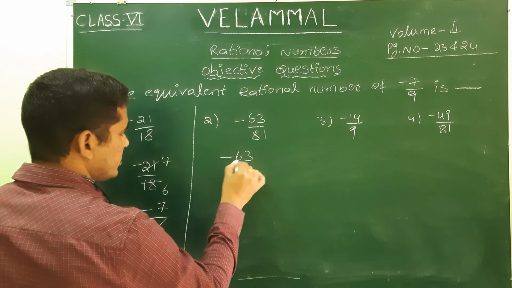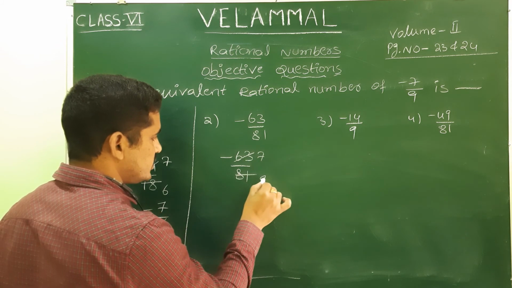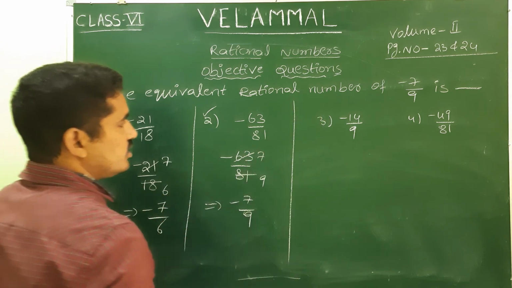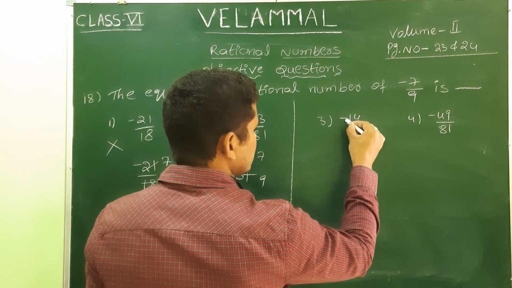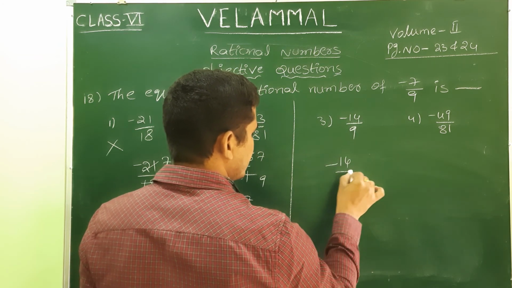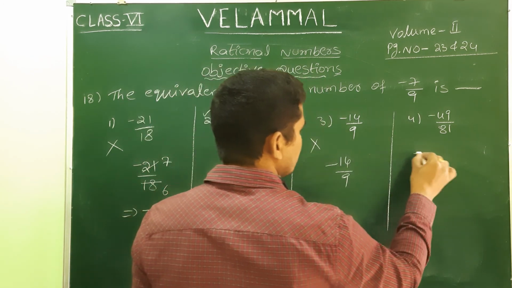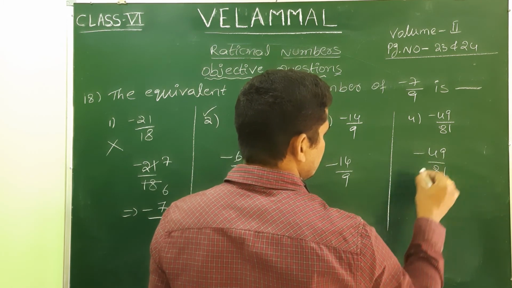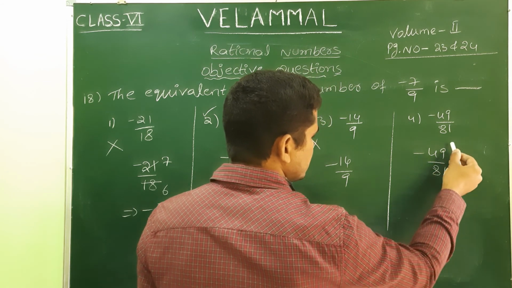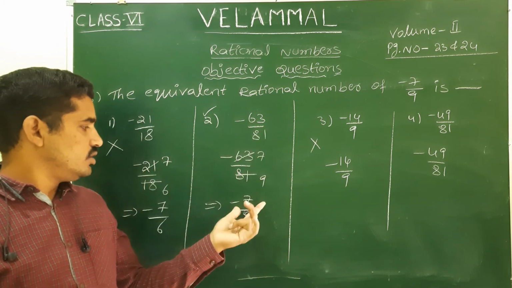Then minus 63 by 81. If we do it with the 9 table, then 9 sevens are 63, 9 nines are 81, so it will be minus 7 by 9. We got the second option. And if we try the third option, it won't cancel, so it will be minus 14 by 9 as it is. And for the fourth option, minus 49 by 81, this also is not possible to cancel in any table, so the same fraction will come.